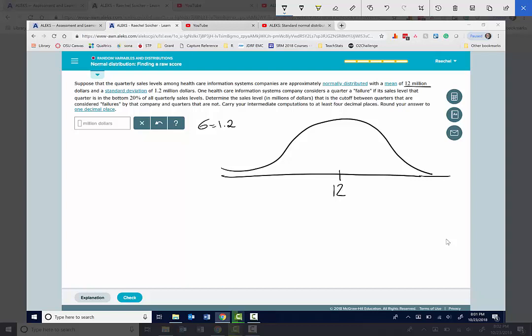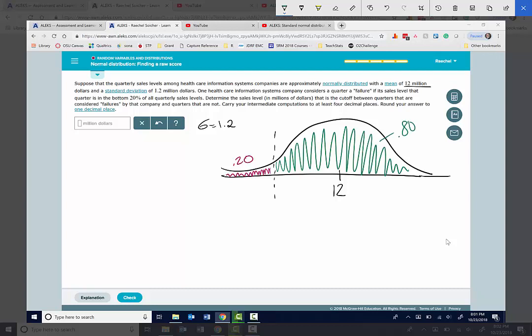Now we're trying to decide where a failure is. A failure would be the point at which I'm in the bottom 20%. We're always working to understand the distribution to the right of our value, as we saw when working in the standard normal distribution as well. So the portion of the distribution to the right of this line represents 80% of the distribution. Instead of working with the 20% given in the problem, it's easier to work with the area to the right, so we're going to use 0.8 instead of 0.2.